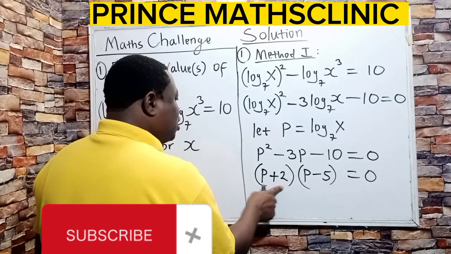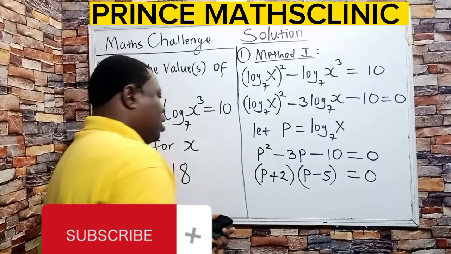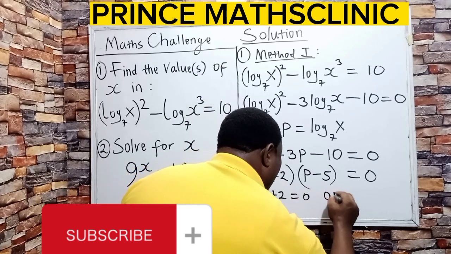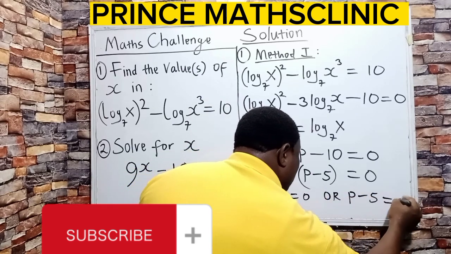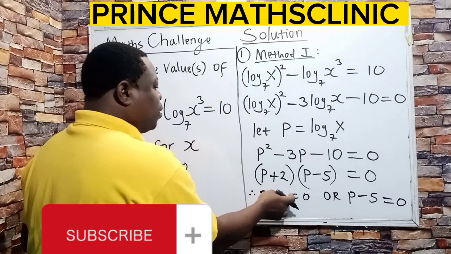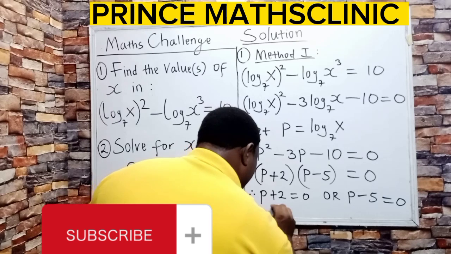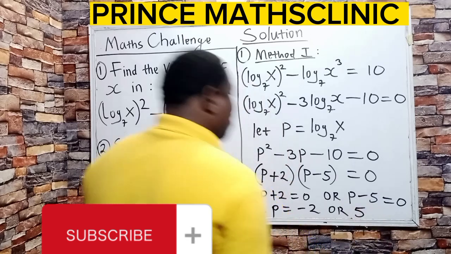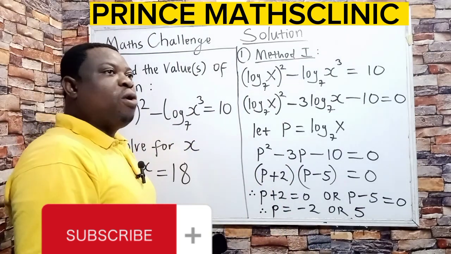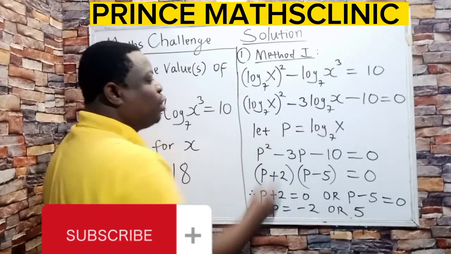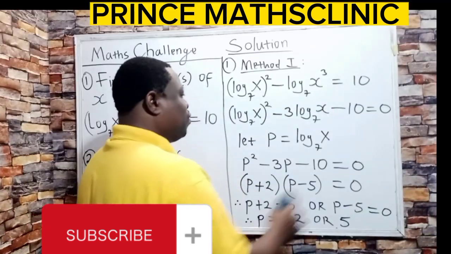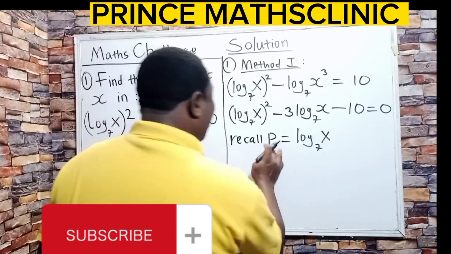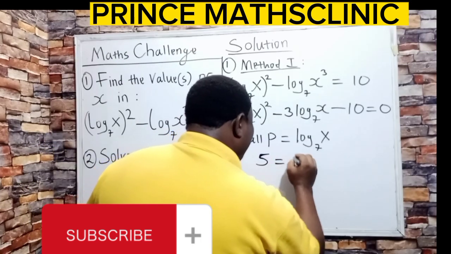Hence, either of these brackets can be equal to 0. I can now say, therefore, p plus 2 equals 0, or p minus 5 equals 0. And if p plus 2 equals 0, therefore p will be minus 2, or if this crosses here, this becomes 5. Then we now go back to where we said, let p be equal to log x base 7. Recall that we have said let p be this. Since p is either minus 2 or 5, we are going to put 5 here.